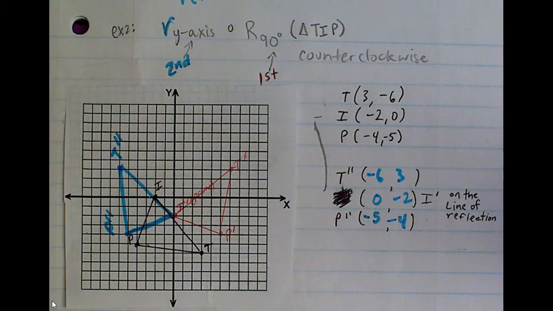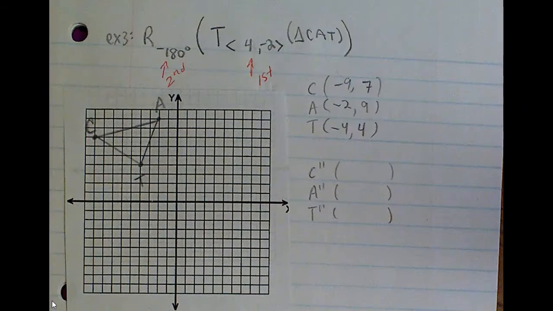So now you can see our final image in the blue triangle right here, and I've recorded my final image points. And this is how you would do composition of transformations. Alright, last one is example 3. I'm going to get you guys going, and then I think you can take it from here.